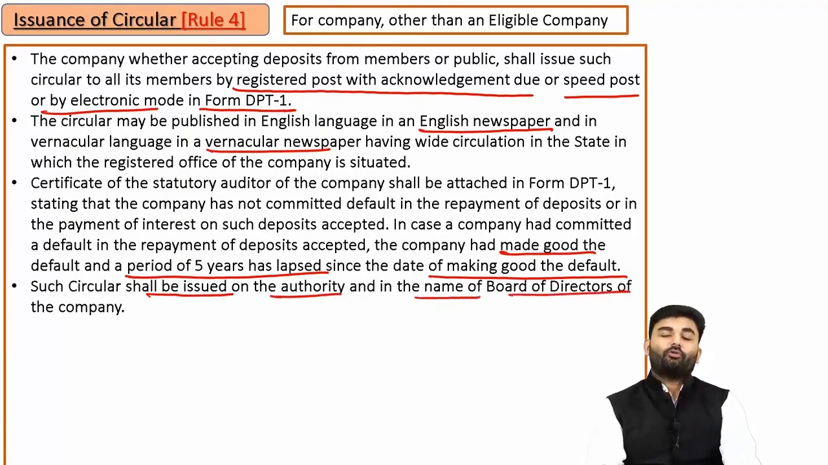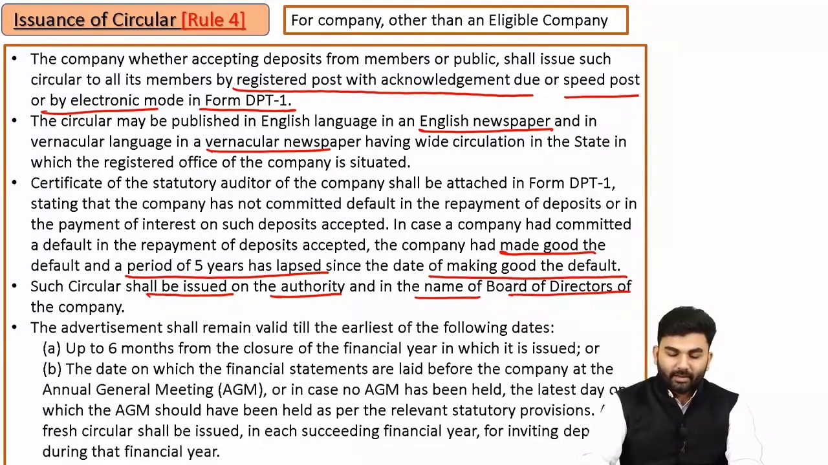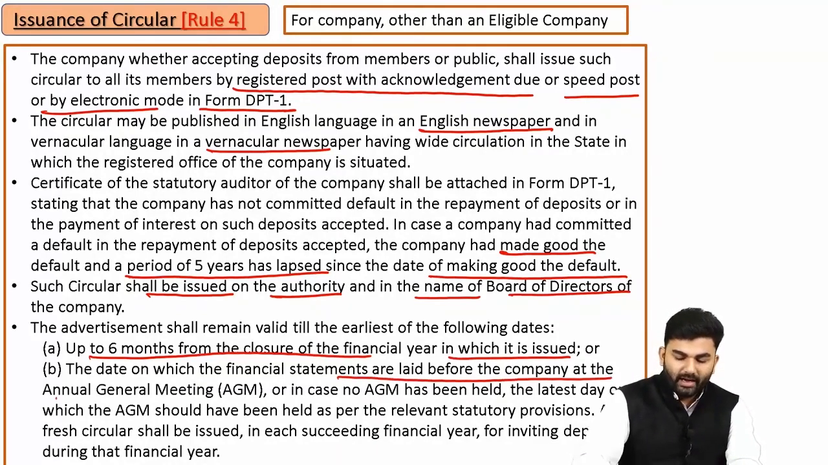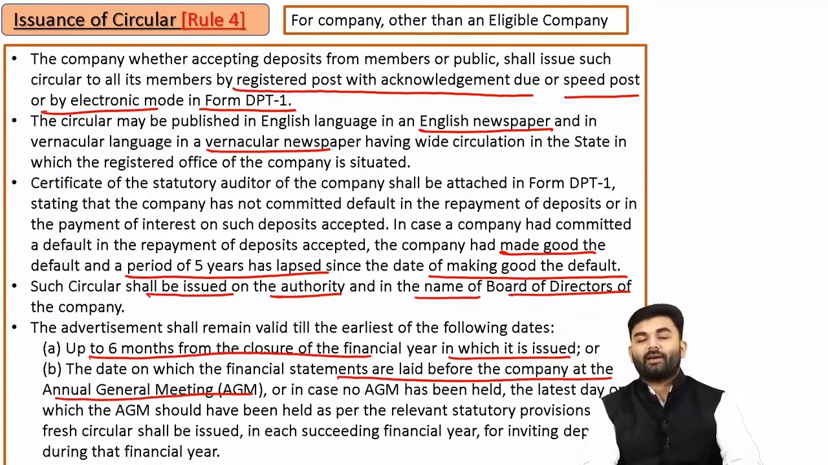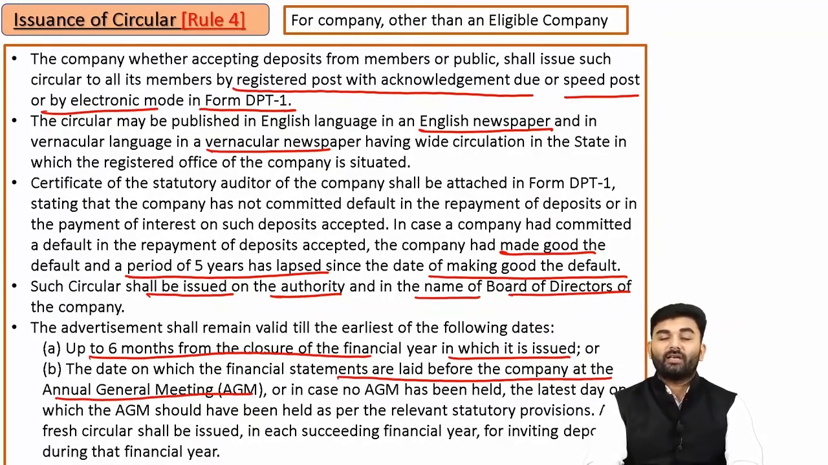Sir, what will be the validity of the circular or the advertisement issued by the company in order to accept deposits? The lawmaker says that the invitation to offer, that is the circular or the advertisement, will have a validity of up to 6 months from the closure of the financial year in which the circular was issued, or the day when the annual general meeting was held and the financial statements were laid before the members, whichever is earlier.